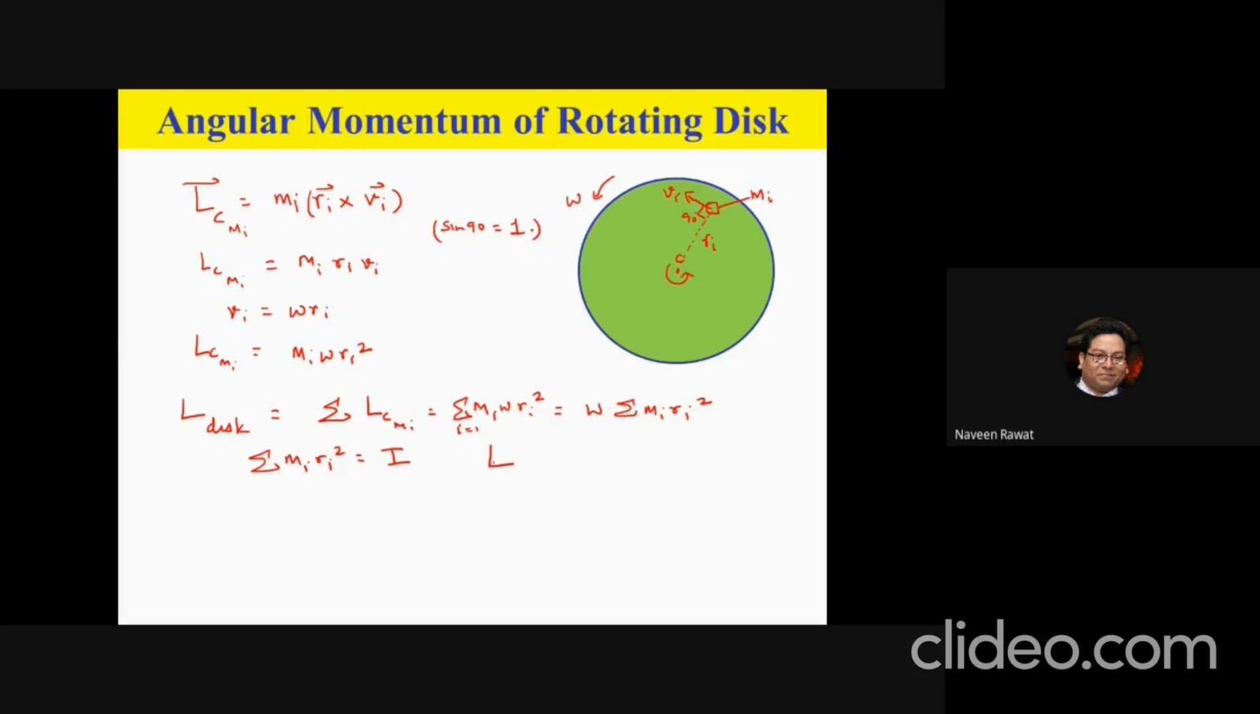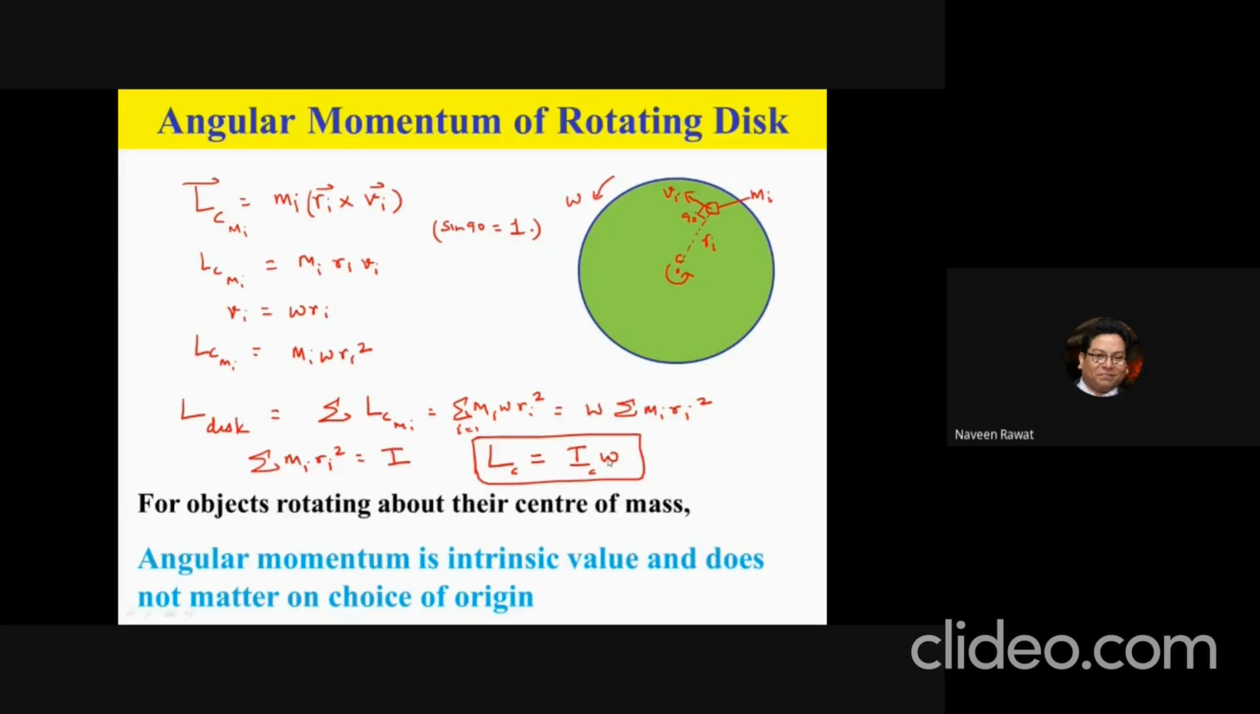Your L, which is your angular momentum, is related to the moment of inertia by this quantity I times omega. This L is about the center C, and I is also about this center C. This is a generalized statement for objects that are rotating about the center of mass. This angular momentum is an intrinsic value, and it does not matter where you choose the origin. Whatever value you chose, as long as this object is rotating about the center of mass, the value of angular momentum will be the same.